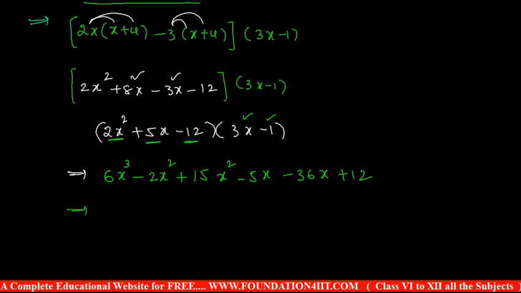Let's simplify to get the final answer. 6x cube. There are 2 x square terms: minus 2 plus 15, so plus 13x square. There are 2 x terms: minus 5 minus 36, minus 41x, and plus 12.